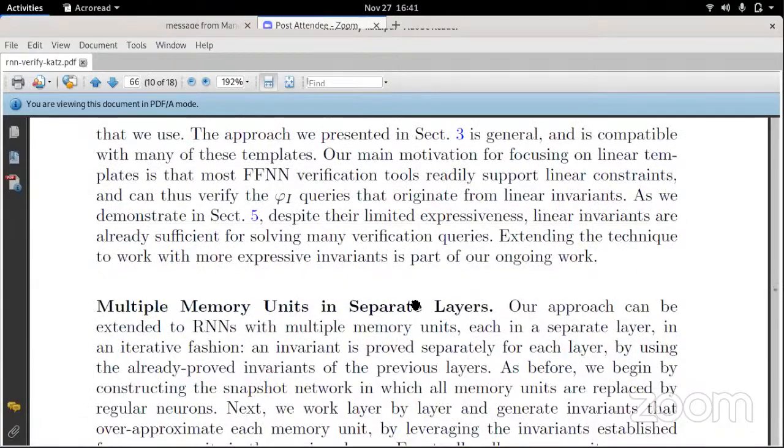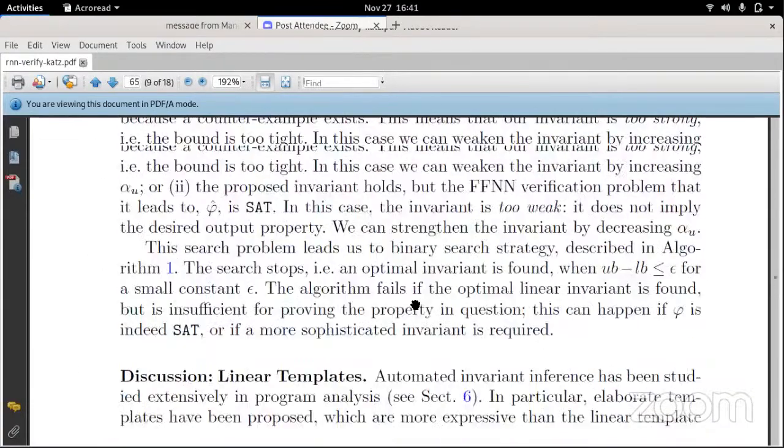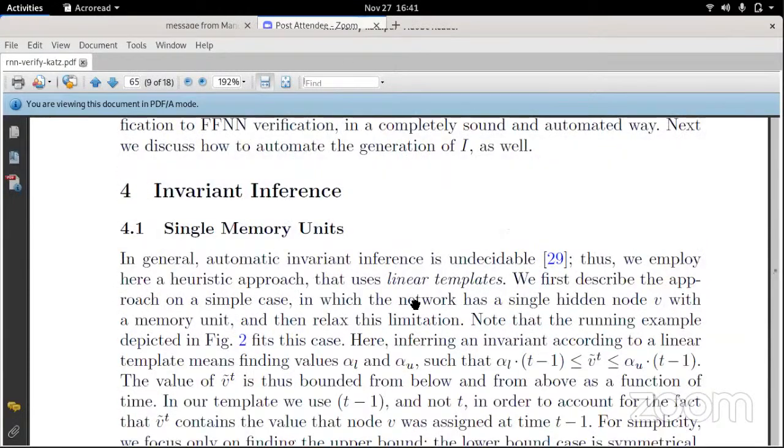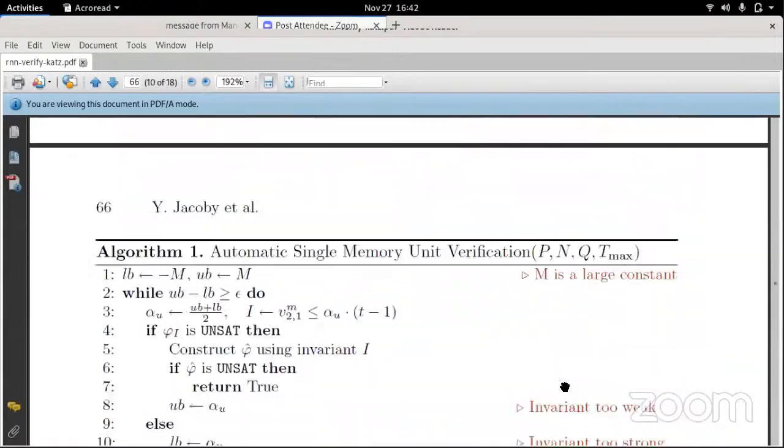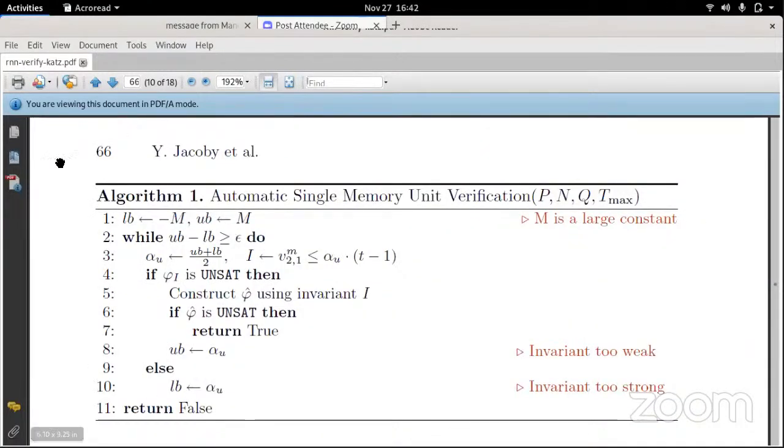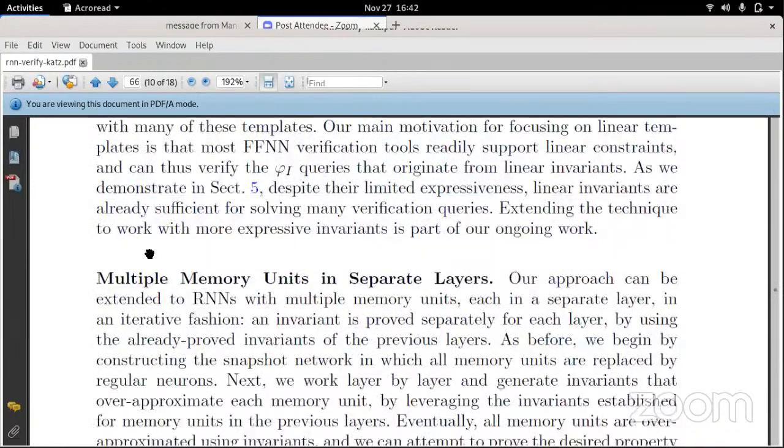So just a couple more remarks. This paper, roughly, this is what this paper has. First of all, this is only about a single memory unit. So you took this one memory unit and tried to put a lower bound and an upper bound. And you said that the lower bound is symmetrical to the upper bound, so let me just focus on the upper bound. Thereby you got this algorithm to fix your upper bound, and a similar thing for the lower bound whenever it is needed. But this is only about one memory unit.